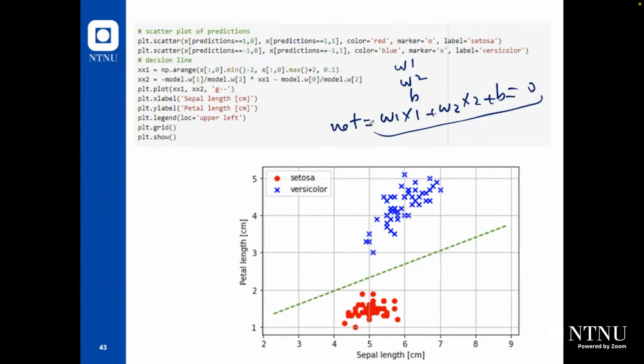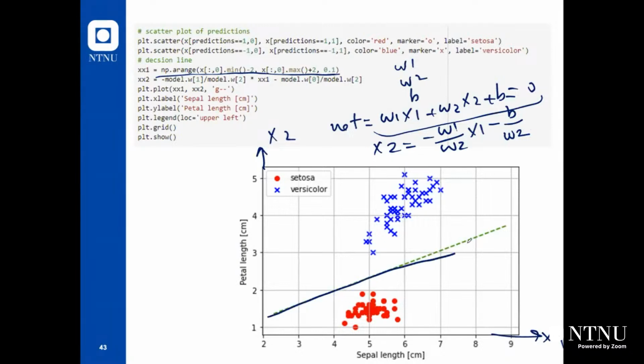You need to assume values for x1, for example, this is x1, and this one is x2. So try to generate values for x1 using this function, arange. And after that, substitute these values into this equation to get x2. So x2 will be minus omega 1 divided by omega 2 multiplied by x1 minus B divided by omega 2, right? So you will get x2. So now we will just substitute those values into x2, and we will plot x1 and x2. So we will get this decision line, right? So now we can classify this problem using adaptive linear unit.